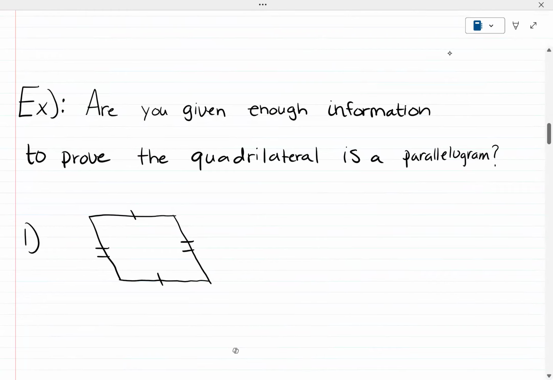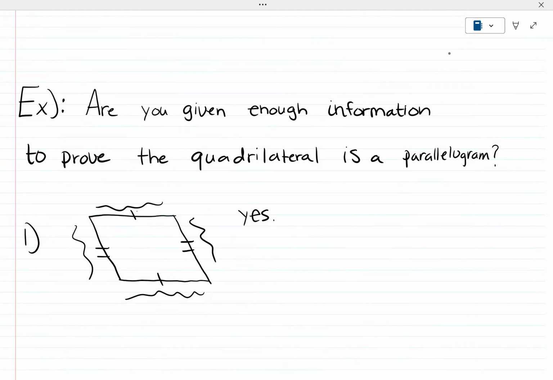Okay, so let's briefly go over this one. This one says, are you given enough information to prove that the quadrilateral is a parallelogram? This is all they give us. Is this good enough? Well, let's look at our sides. This side is congruent with this side, and this side is congruent with this side. I'm going to say yes.